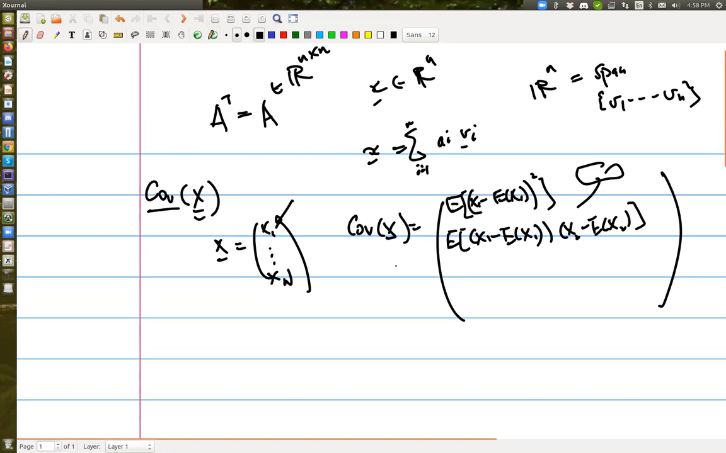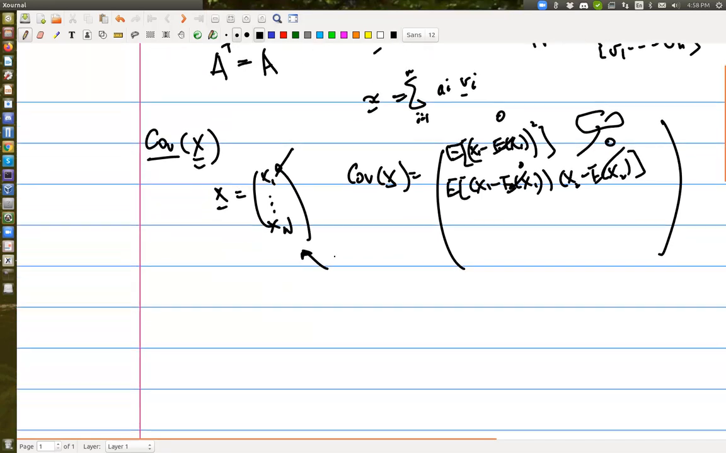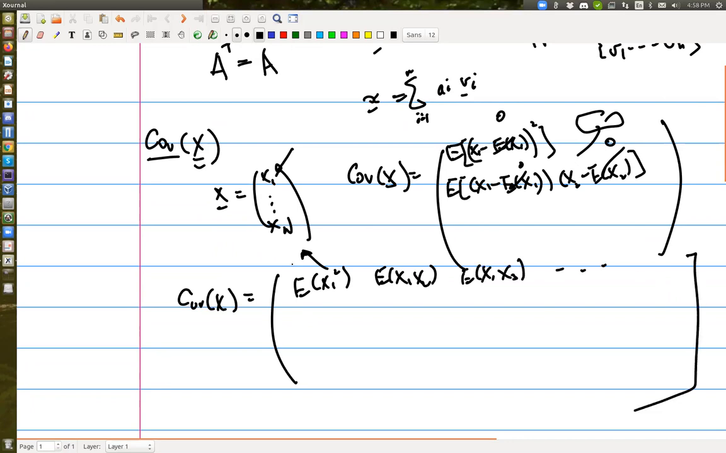And okay, again, let's assume zero mean. Assume this whole random vector has zero mean, so all of these are equal to zero, to simplify a little bit. So the covariance of x is equal to expectation x1 square, expectation x1 x2, expectation x1 x3, and so forth. And then the next row is expectation x2 x1, expectation x2 square, like that.